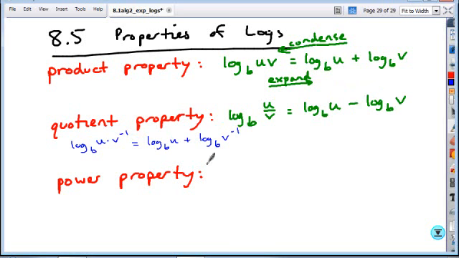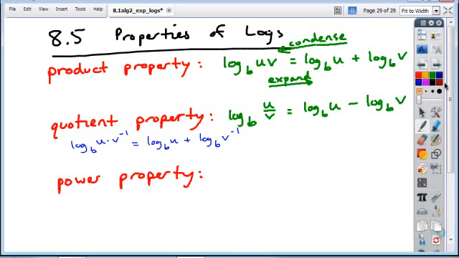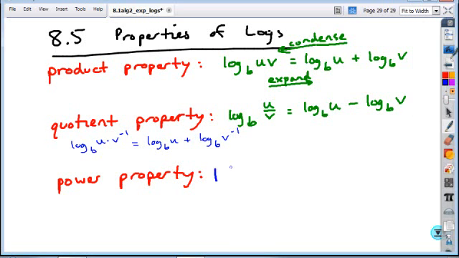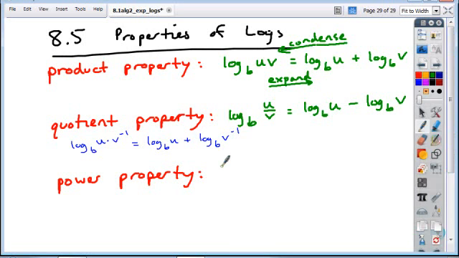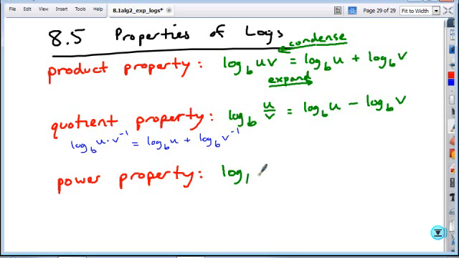So if we look at this final property, the power property, if you take a log base b, and we take this base u to some power, we'll call it n, now you can rewrite this particular form by taking whatever your power is and writing it out front and multiplying it by the log base b of whatever that u value is.